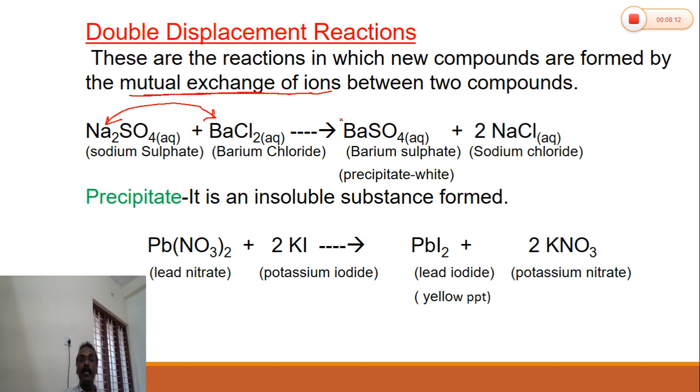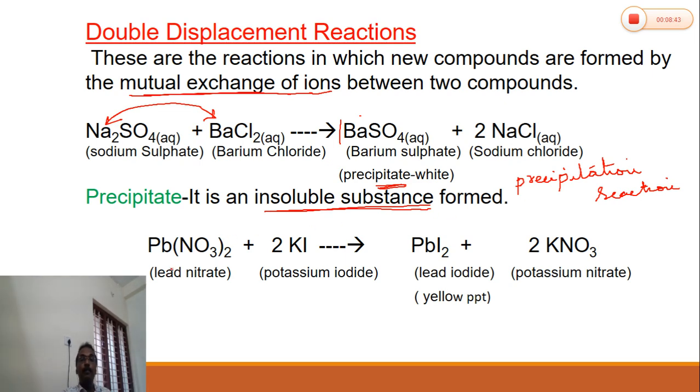At the same time, this barium sulfate is white. It is insoluble and so it is called a precipitate. A white precipitate is formed. An insoluble substance is called a precipitate. So this reaction is also called a precipitation reaction, which means a precipitate is formed.